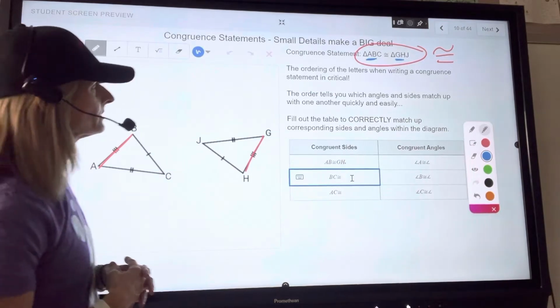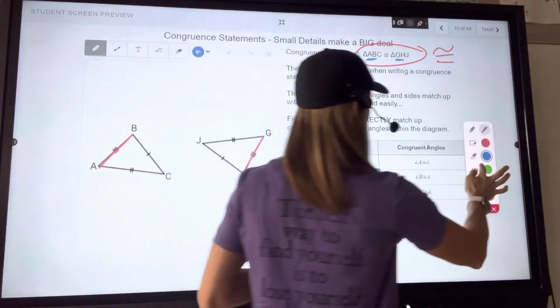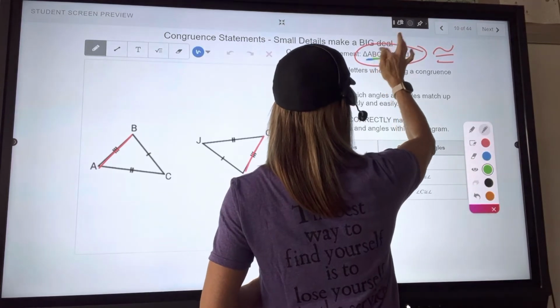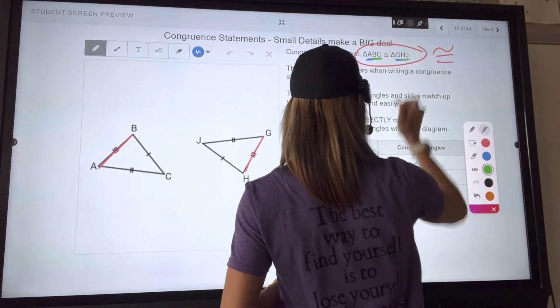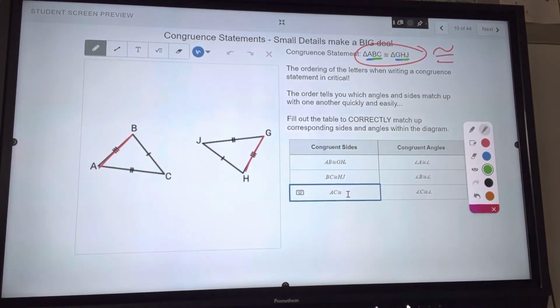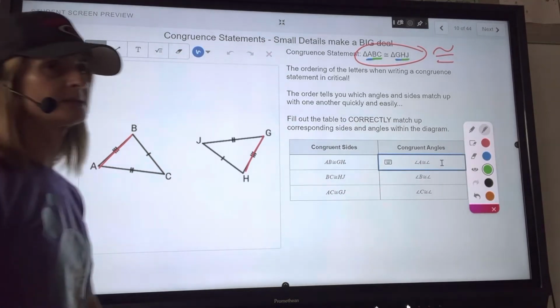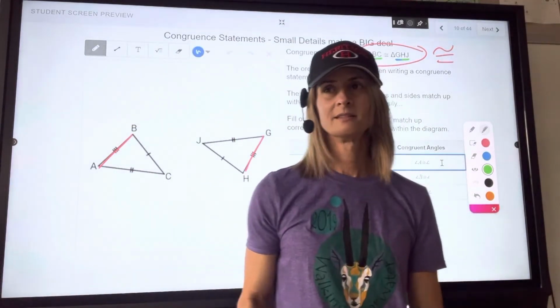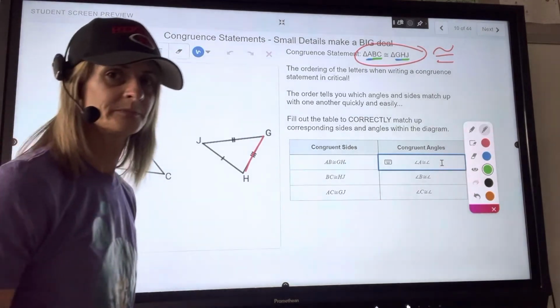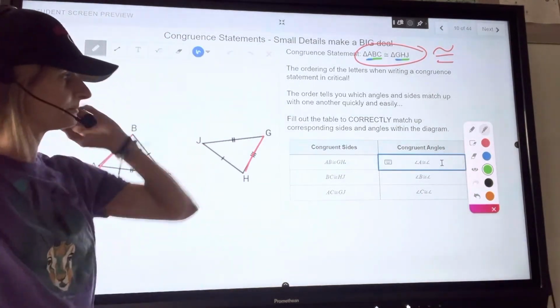It gets a little confusing. So let's go to the next one, BC. BC are the second two letters in the name of this triangle. BC corresponds to HJ. And then AC corresponds to GJ. Any questions about the congruent sides? I'm only at 6 minutes, so I'm doing pretty well.